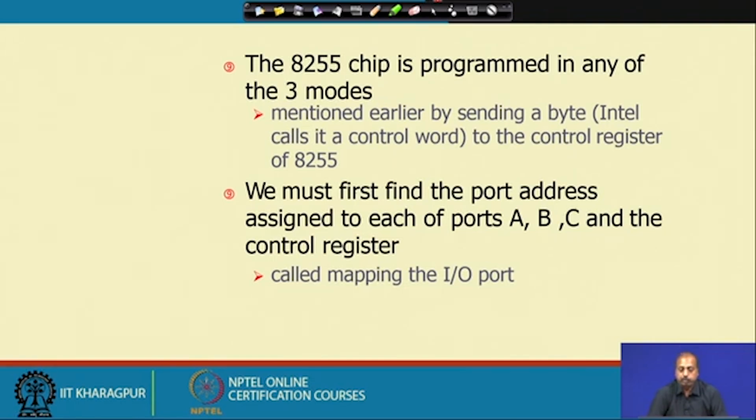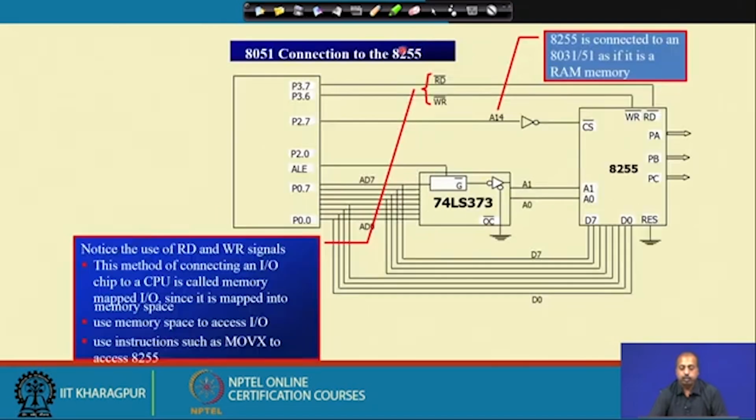So, first of all we have to see the port address assigned to the ports A, B, C and the control register. This is called the mapping of IO ports. This is the first thing that we have to do: to which address is it connected, and how to access these individual ports. So, this is a typical example.